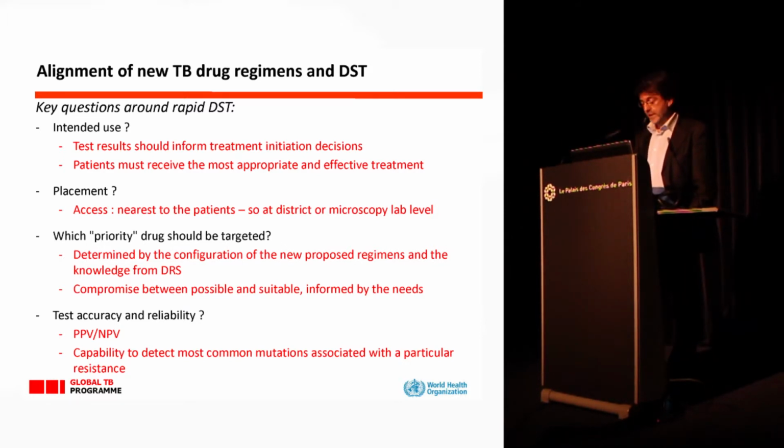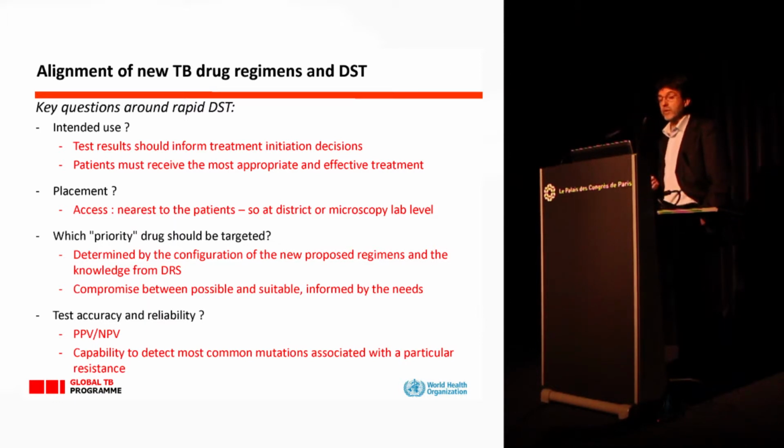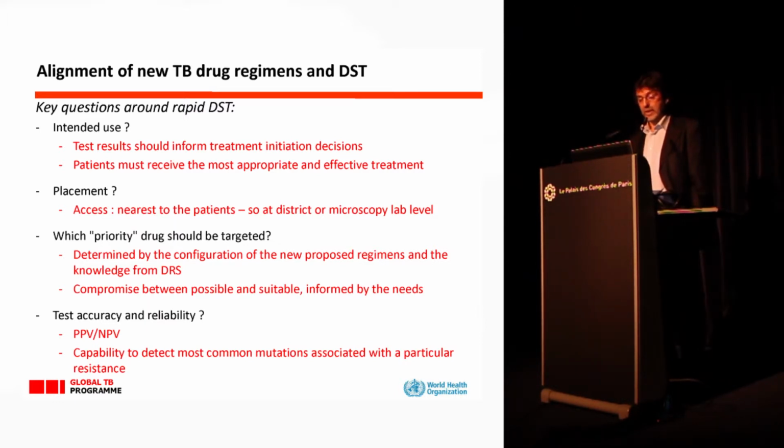Which priority drug should be targeted? Here we have a series of situations because it all depends on the configuration of the newly proposed regimen and the knowledge we have from the drug resistance surveys. Here we have to find a compromise between what is possible and what is suitable, and of course that will be informed by the needs. And the criteria set up by Wells about sensitivity and specificity should be taken a bit more broadly, and I speak here about accuracy and reliability of the test. It's all determined by the positive predictive value and the negative predictive value, as well as the capacity of the test to detect the most common mutations associated with particular resistance.